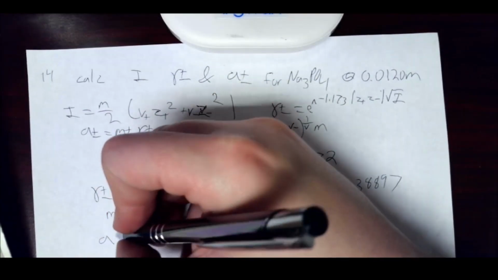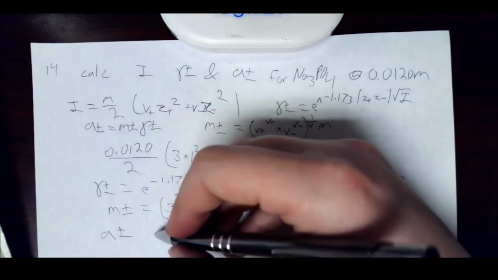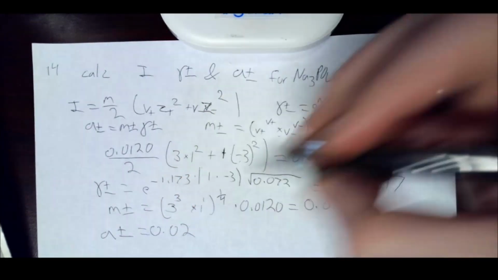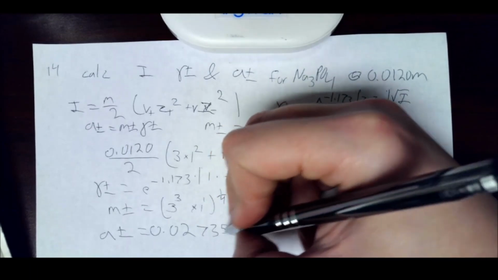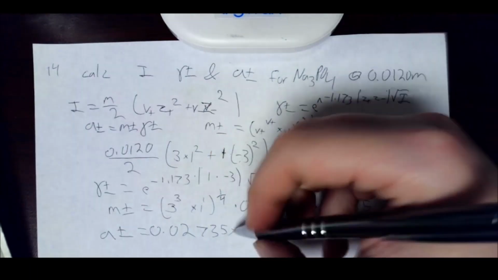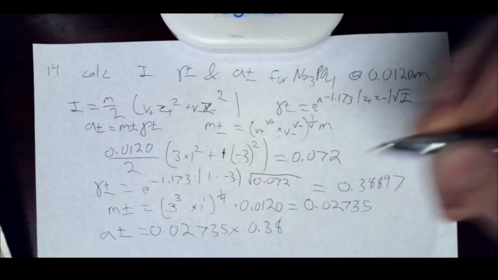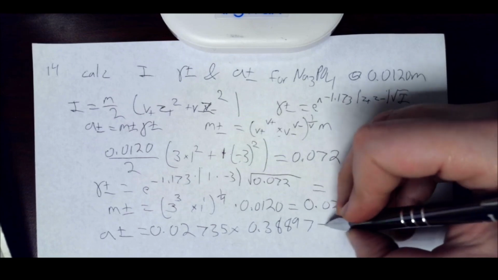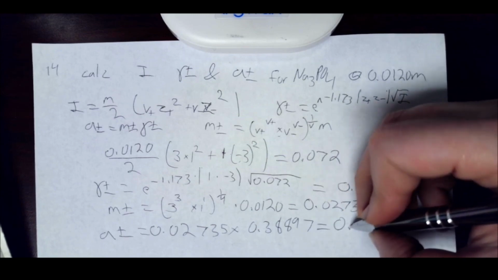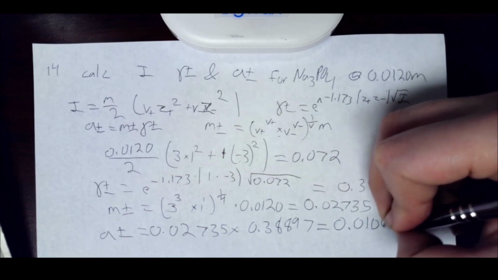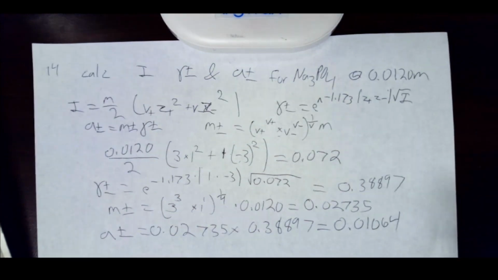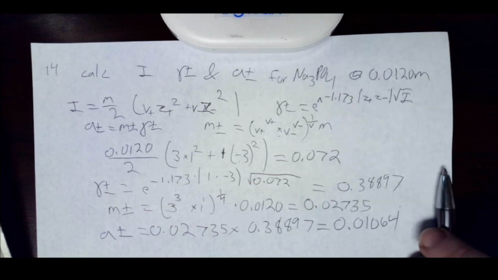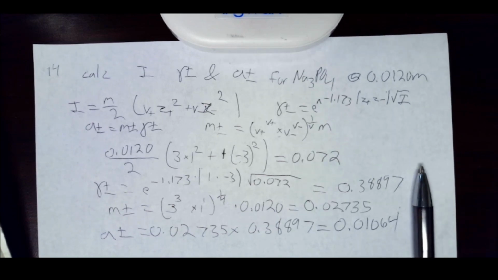So our last step, A plus or minus, just becomes 0.02735 times our 0.38897. And so the activity is only 0.01064. All in all, the effective molality is dropped by just a little bit. But that is number 14.